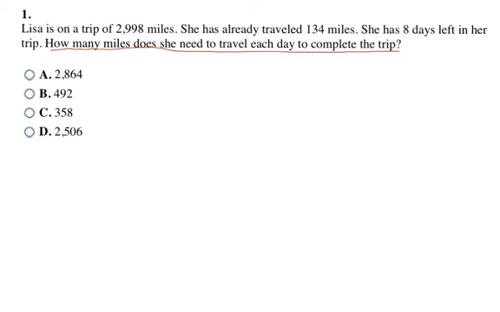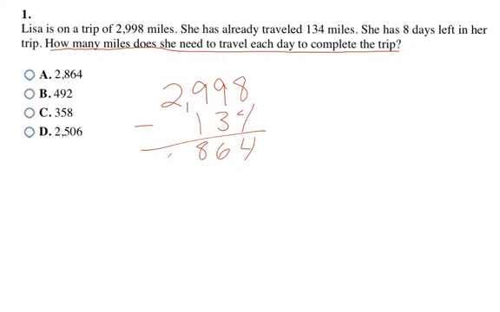So I'm going to need to find out how many miles she has left. So I'm going to have to take the 2,998 and subtract 134 first. And when I do that, I end up with 2,864. So that's what she has left to do over 8 days. So it wants to know how many she needs to travel each day. That's going to be a sign that I need to divide. So I'm going to have 8 out front as my divisor and 2,864 under the division symbol.